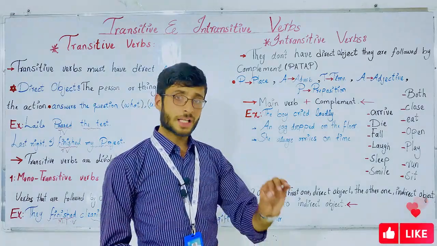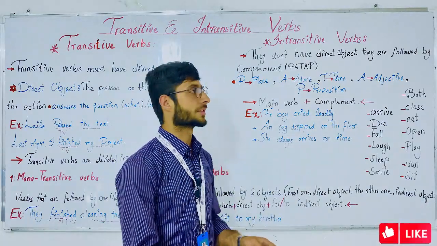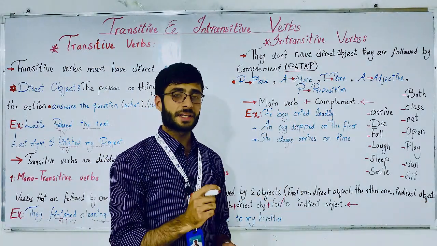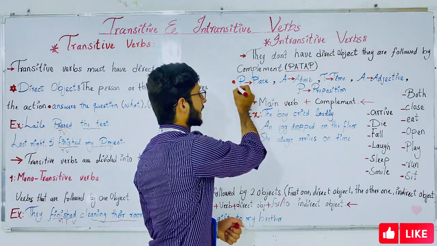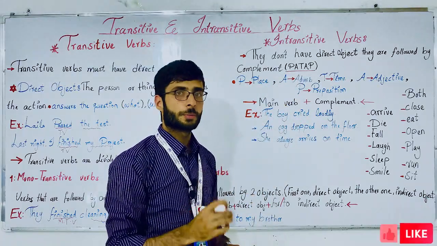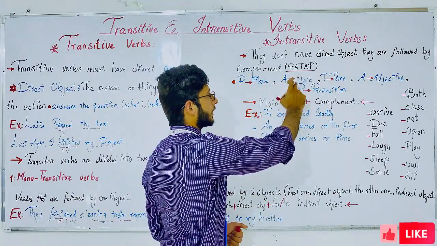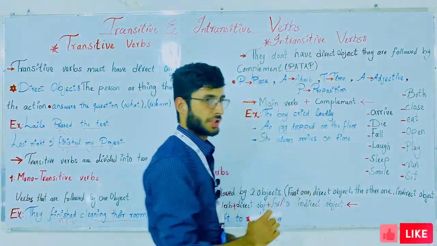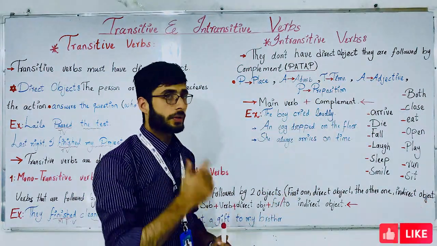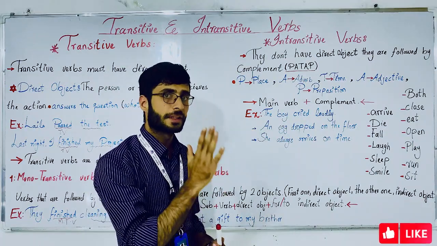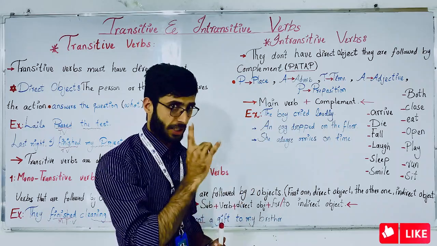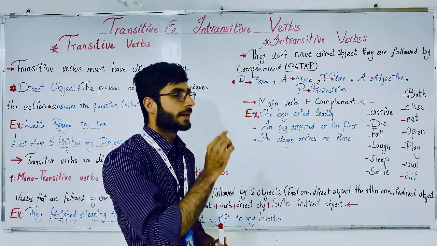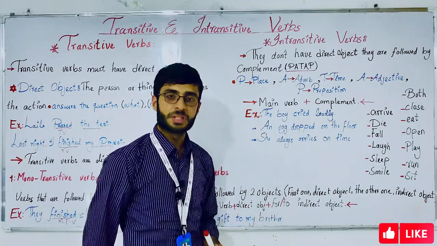But sometimes they need a complement that's called PATAP. Yes, we need PATAP at the end of them. PATAP is an acronym. What is P? It is a place. After the verb, we have a place. Then we have A, an adverb. T, time. A, adjective. P, preposition. It means after our intransitive verbs, we have these five. PATAP. Pay attention that each letter has a word: place, adverb, time, adjective, and preposition.